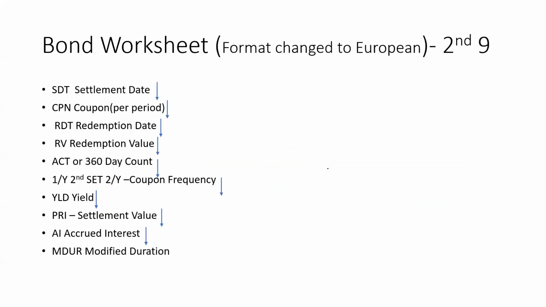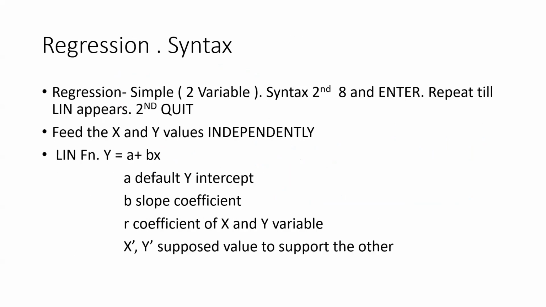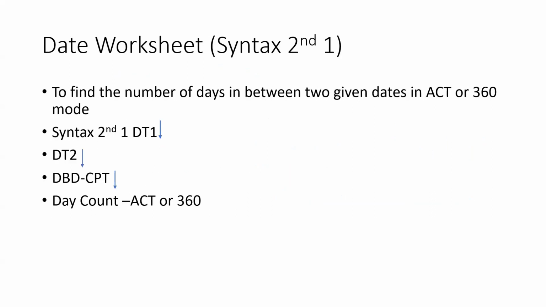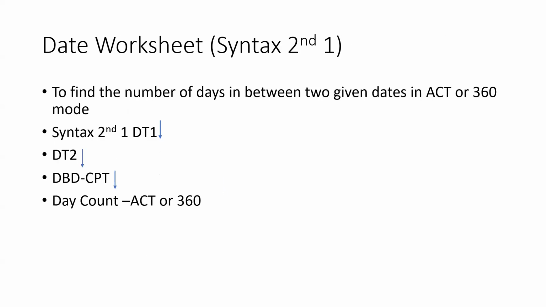From here, the next important aspects are the bond worksheet, the date worksheet, and also statistics and regression. What I propose is that we take up the bond worksheet and the date worksheet, and take up the rest of the things in our next class. We are going to take one more hour, so that one more hour exercise we will do sometime next week.